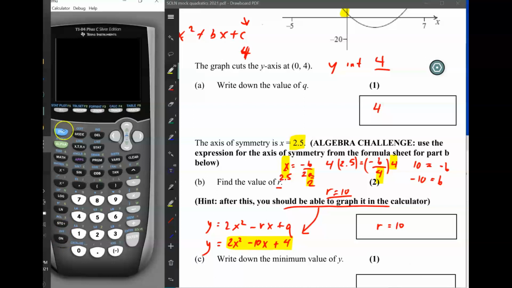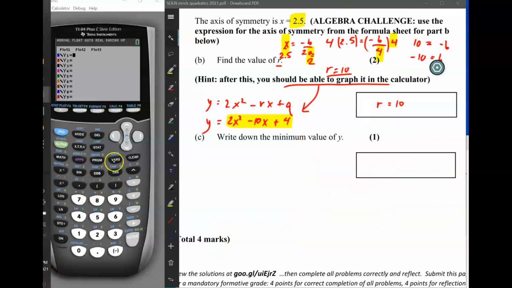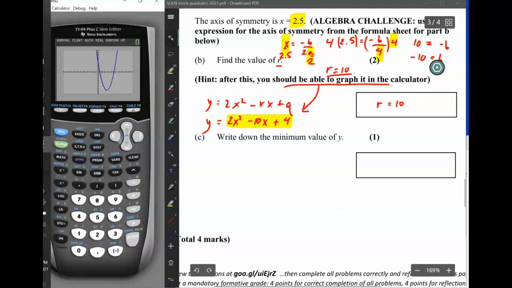Okay, I'm going to put it into y1. So into y1, I put 2x squared minus 10x plus 4. And I graph it. Okay, and it asks me what's the minimum value of y. Well, the minimum value of y is here down at the bottom. And what's that also called? It's called the vertex. And how do I find the vertex or the minimum value? I do second calc minimum, of course. Option 3.